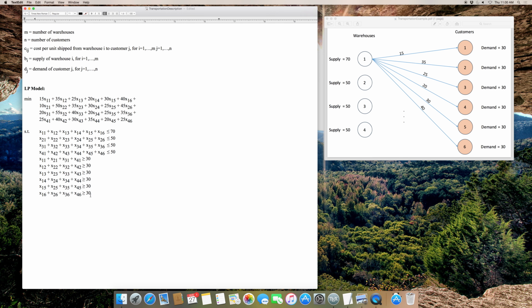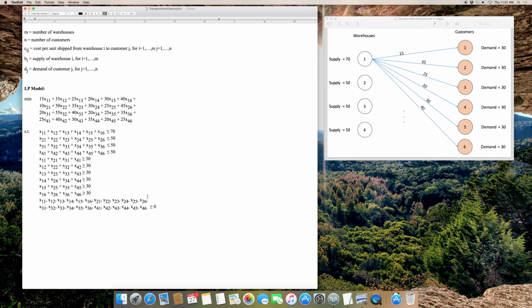The last thing I need that's very important that you should not forget is non-negativity for my model. And this is just saying for all of my 24 decision variables, I cannot ship a negative amount from a warehouse to a customer.